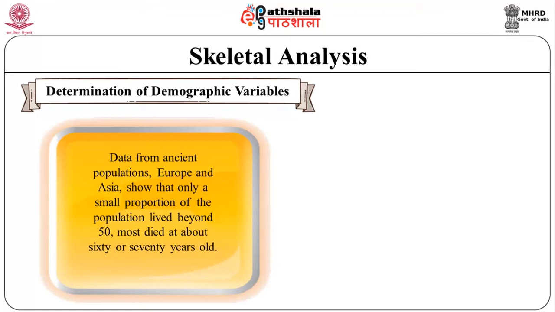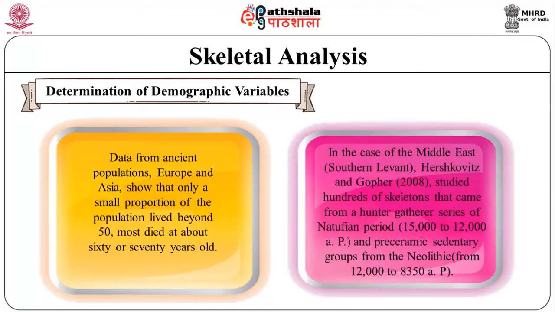Data from the ancient population of Europe and Asia shows that only a small proportion of the population lived beyond 50 years. Most died at about 60 or 70 years. In the case of the Middle East, Southern Levant, Hershkovitz and Gopher studied hundreds of skeletons that came from a hunter-gatherer series of the Neolithic period, that is 15,000 to 12,000 AP, and pre-ceramic sedentary groups from the Neolithic from 12,000 to 8350 AP.